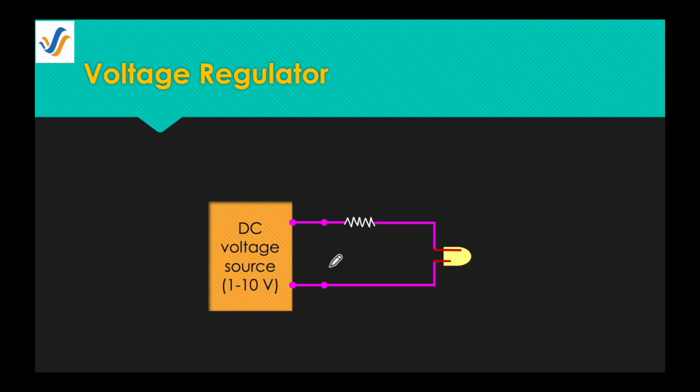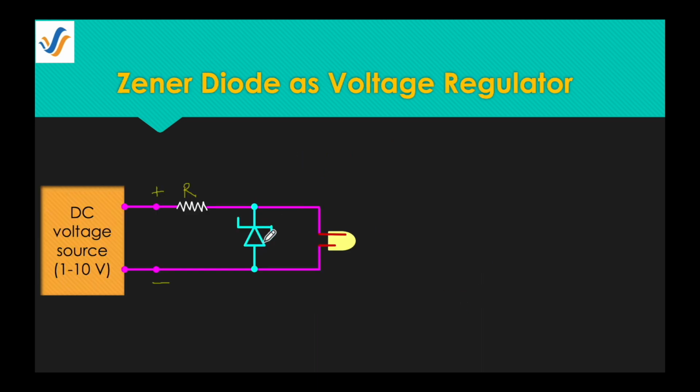As you can see in this diagram, this is a DC voltage source. Its output voltage may vary from 1 to 10 volt. Its positive terminal is connected to a resistor and our purpose is to light this LED which requires a maximum of 5 volt. Now if this voltage source gives more than 5 volt, then it may damage this LED. So what can we do? We can connect a Zener diode in reverse direction in parallel to the LED.